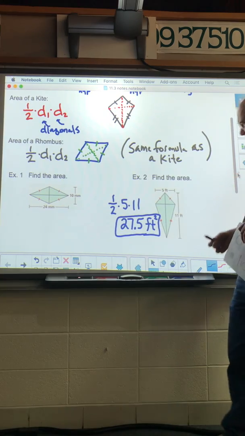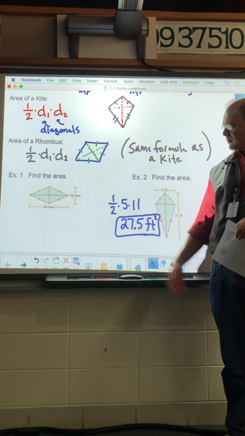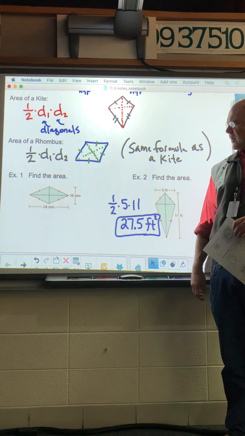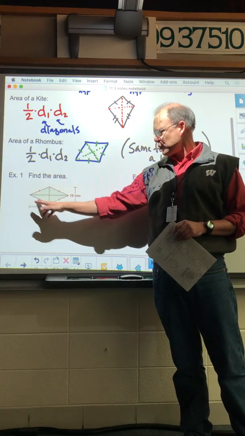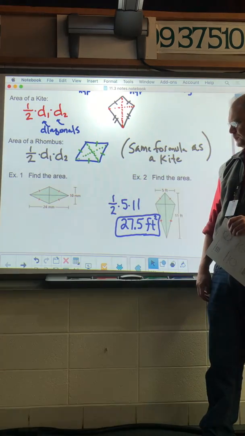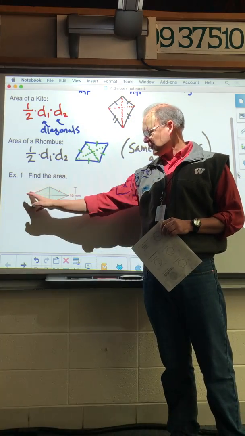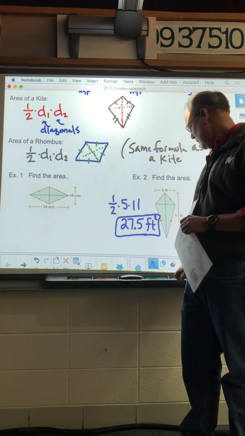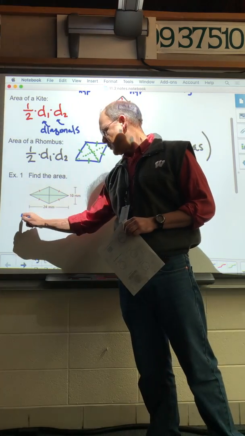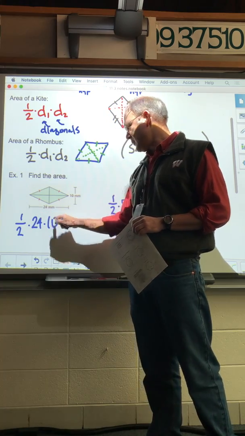One half diagonal 1 times diagonal 2. So example 1 there, that's a rhombus. All 4 sides are congruent. And you're given the diagonals here, that's 24, that's 10. So do 1/2 times 24 times 10.